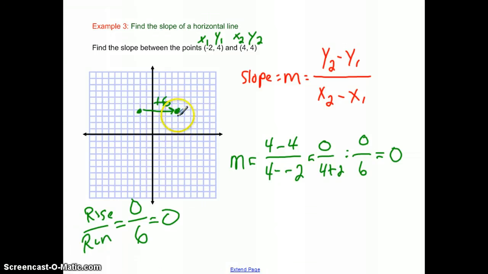So by graphing, we get a slope of 0. By using the slope formula, we've got a slope of 0. Okay. And that's finding slope of a horizontal line. Let's look at finding slope of a vertical line.